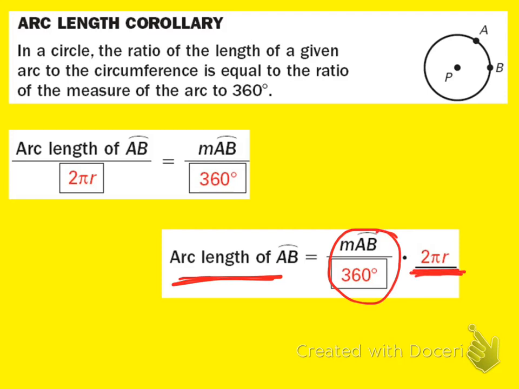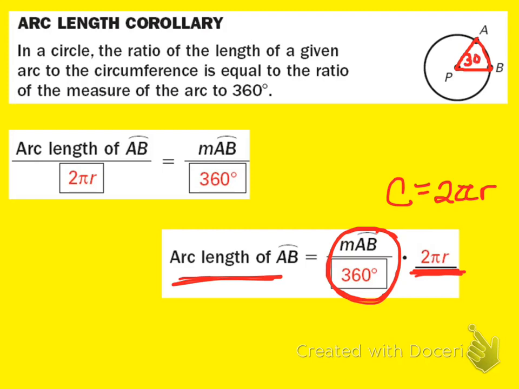Or 2 pi r, remember that's your circumference. Circumference is equal to 2 times pi times the radius. Okay? And then this gives us what fraction of the circumference that we're wanting. For instance, let's take this arc AB here. Let's say that here we have a central angle of 30 degrees.